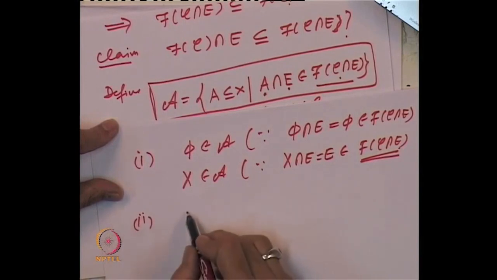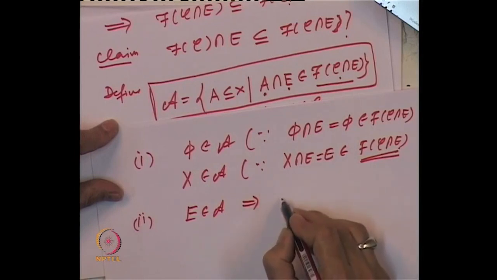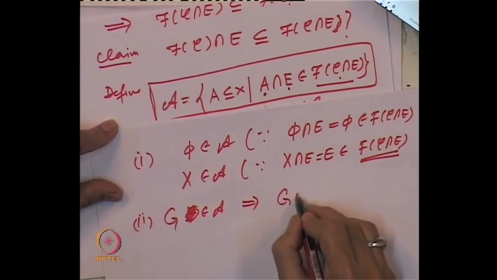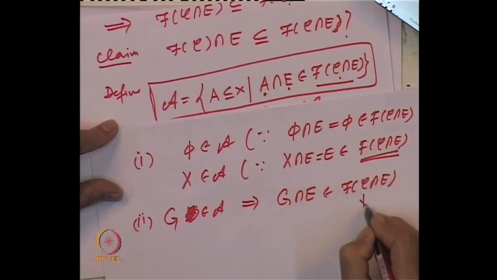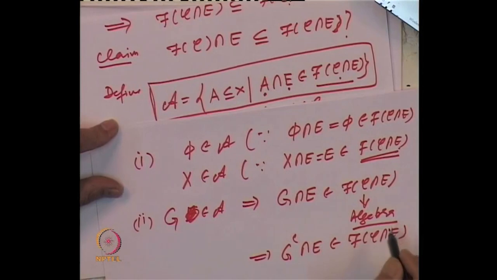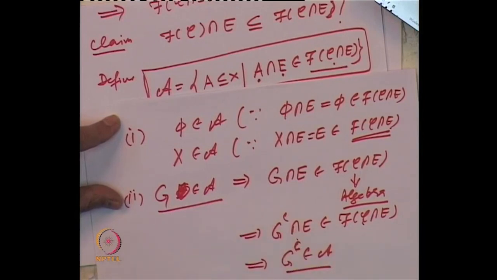Secondly, let us take a set G belonging to A, that means G intersection E belongs to F of C intersection E, and this is an algebra of subsets of E. So, this will imply that the G complement intersection E also belongs to F of C intersection E, because it is an algebra of subsets of E. So, its complement should also be inside that, and that implies that G complement belongs to A. So, G belonging to A implies G complement belongs to A.